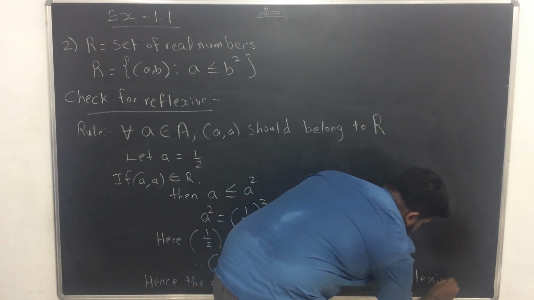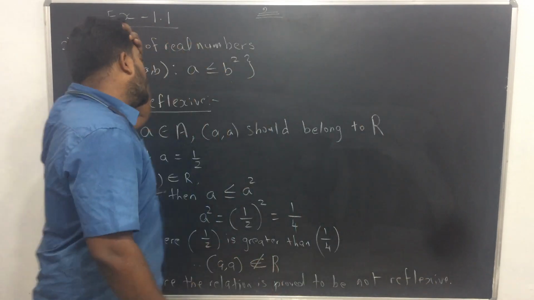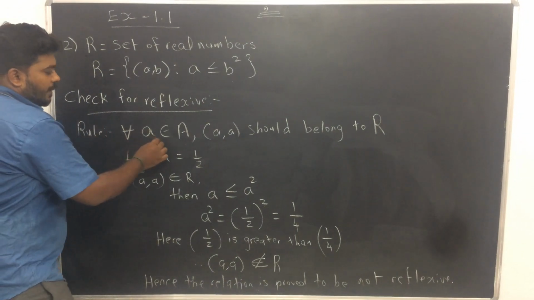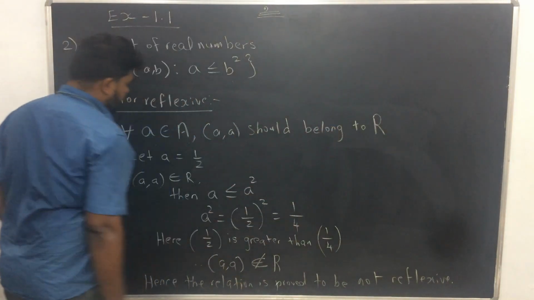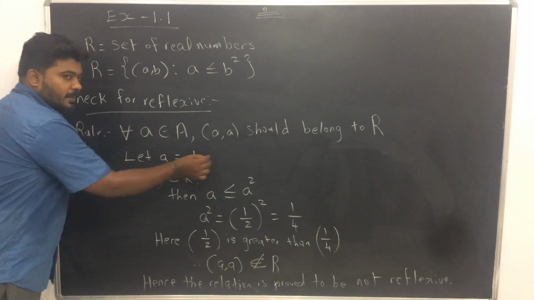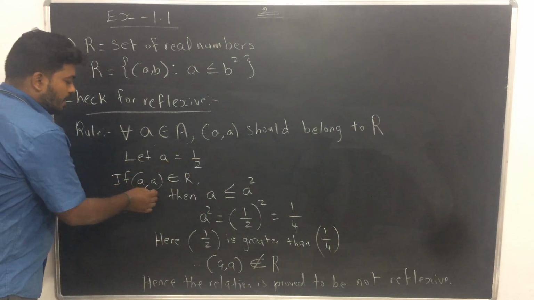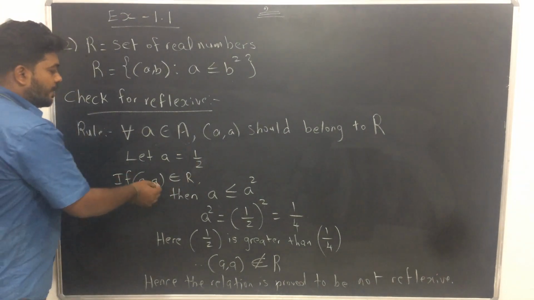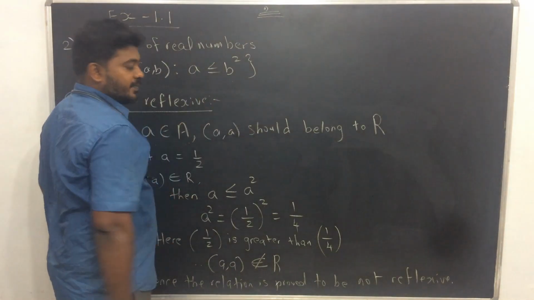So we have proved that this relation is not reflexive. How did we prove it? We started with writing the rule, that is, for every a belonging to A, (a, a) should belong to R. Then we assumed a to be 1/2. If (1/2, 1/2) belongs to R, it means this condition has to be satisfied, right?